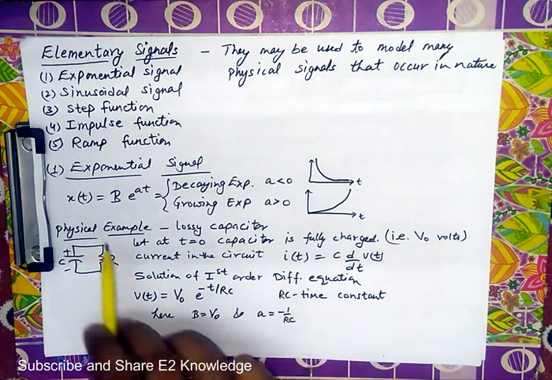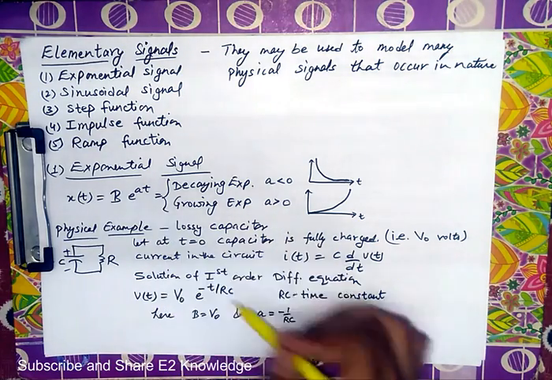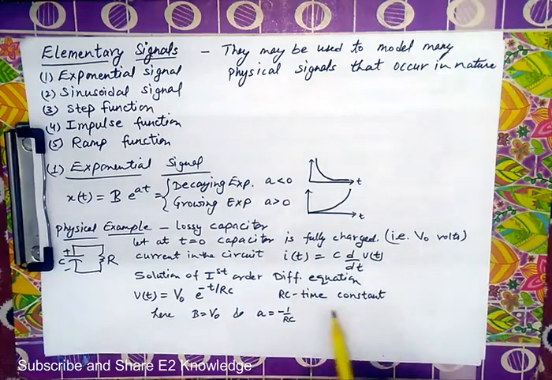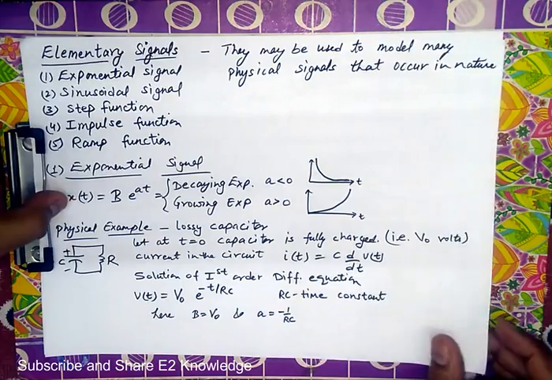So this resembles the general expression of an exponential signal, that is b is equal to V naught, and here a is equal to minus 1 upon RC, where RC is the time constant of the capacitor through which it charges or discharges.